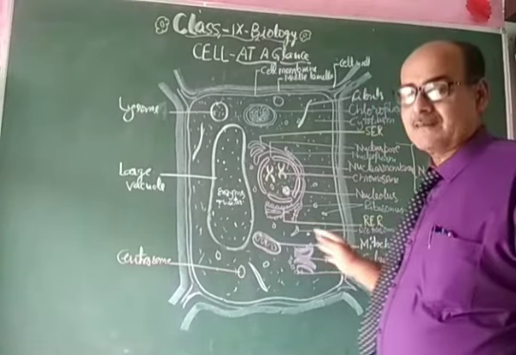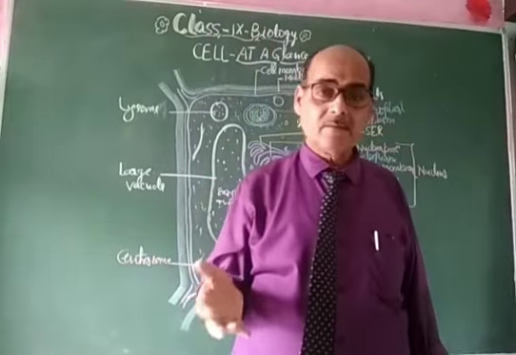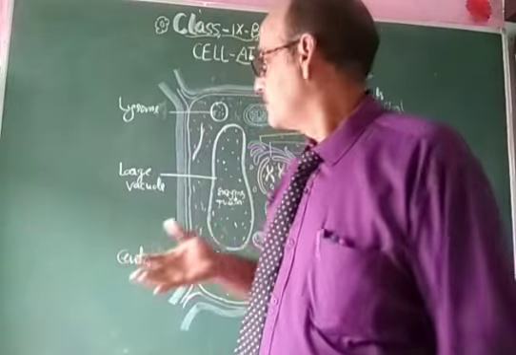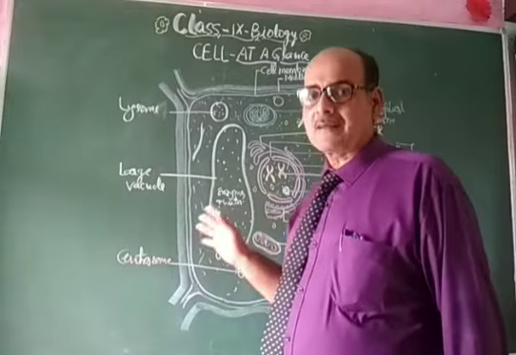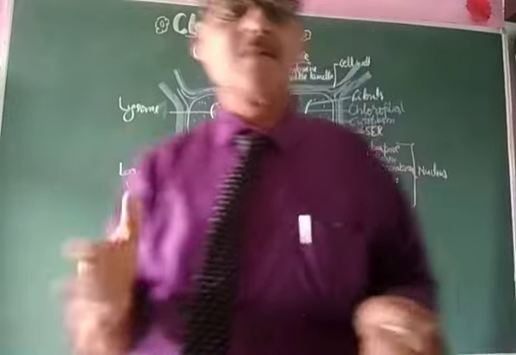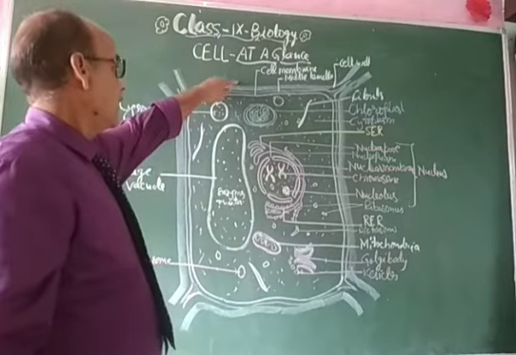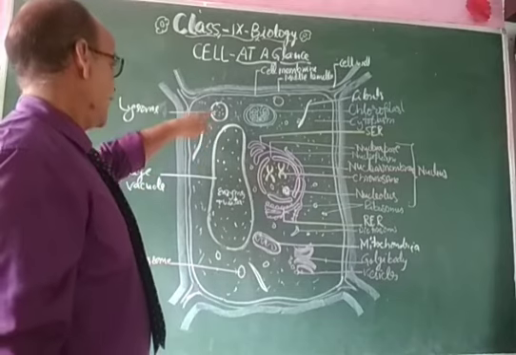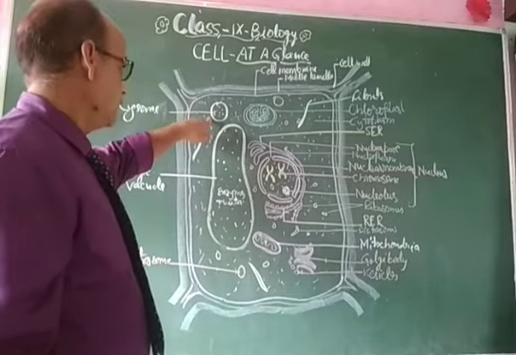So my dear students, this is all about the cell. At a glance, you can understand this diagram. Some differences are there as far as the animal cell is concerned, my dear students. In animal cell, cell wall and middle lamella are absent. Only cell membrane will be there. Lysosome will be there in animal cell. In plant cell, there will be no lysosome.